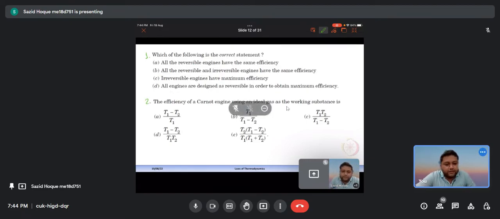So can anyone say, maybe you have understood now, what is the efficiency of a reversible engine, which is the correct option?